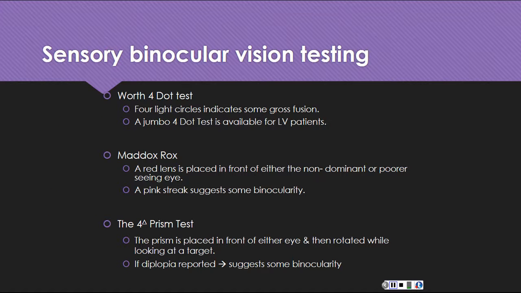There are a few ways that we check our patients' binocularity. We use a Worth 4-dot test just like you would in your PEDS or your VT sessions. We just use a larger flashlight that has larger buttons on it, just to make sure that it's large enough for the patient to be able to see.